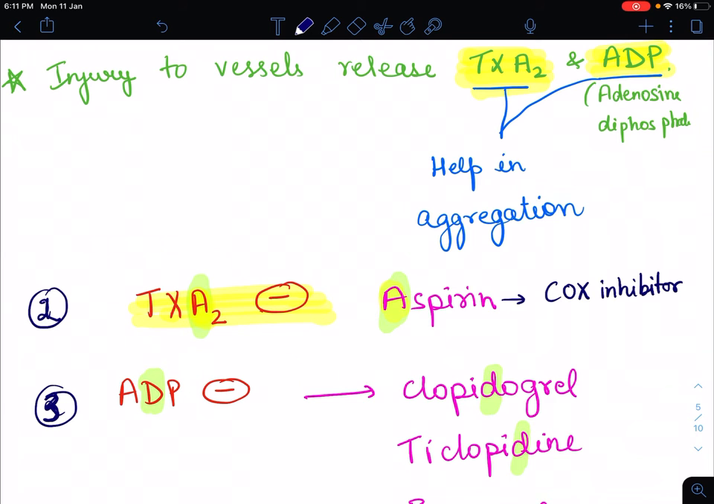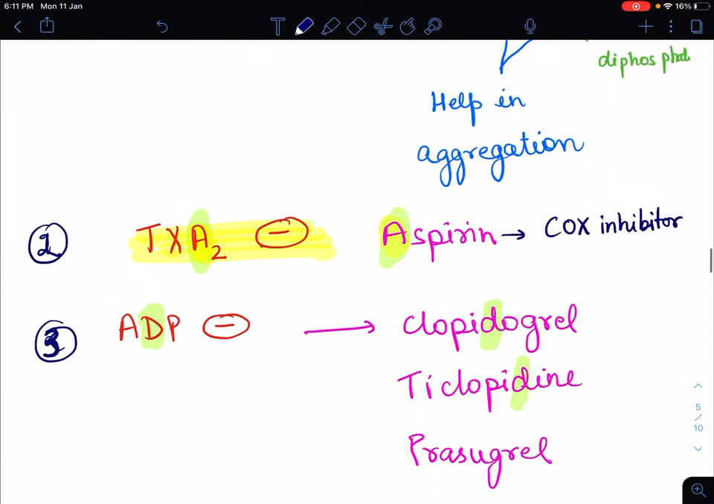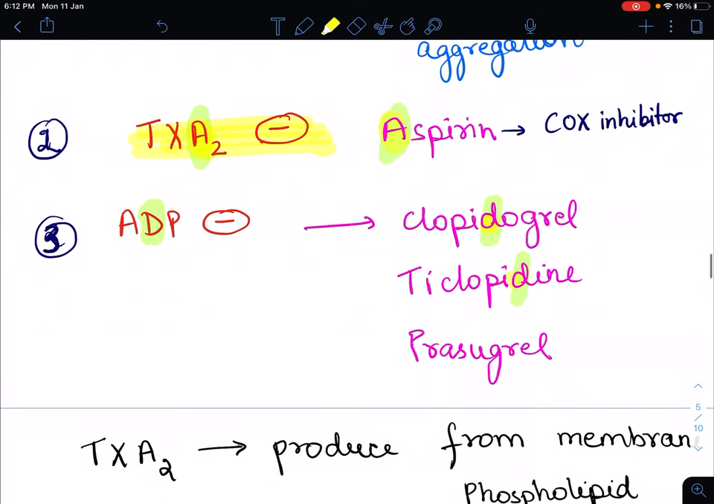Now our third drug should be against ADP, the adenosine diphosphate inhibitor drug. This contains D, so in our drug names also there is D, like clopidogrel, ticlopidine and prasugrel. Prasugrel is a newly formed drug, recently introduced. Prasugrel is the fastest acting drug.